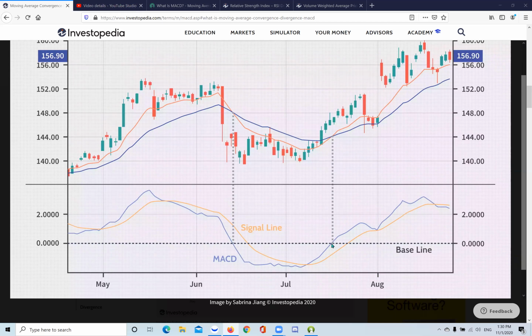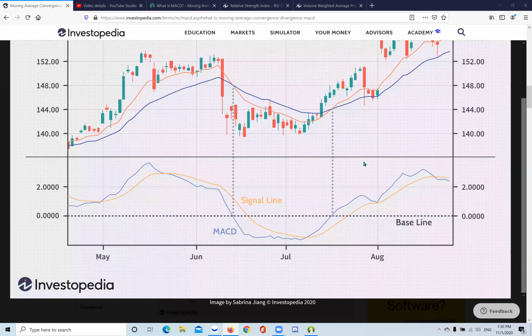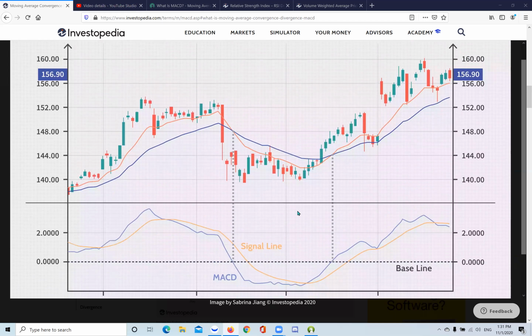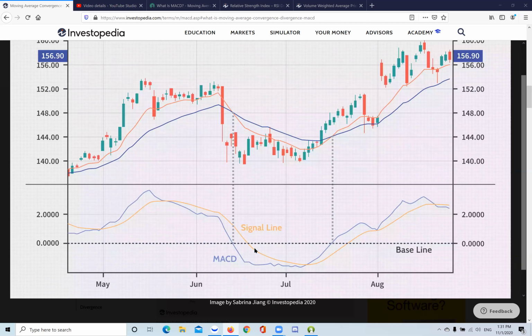So from here, the blue line is MACD, and the yellow line is a signal line. The signal tells you right here it is going to buy. The blue MACD line crosses over 0. This one crosses 0 here.